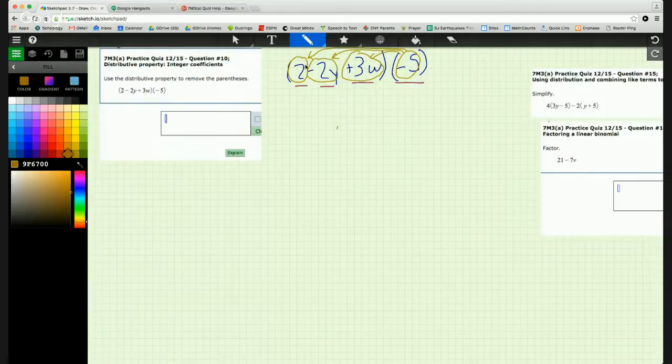Negative 5 times a 2 is negative 10. Our second multiplication is negative 5 times a negative 2y. A negative times a negative is a positive. And then 2 times 5 is 10, y, we have our y here because we have a variable. So here similarly we have a variable. 3w times negative 5 is the same thing as positive 3 times negative 5, which is negative 15.